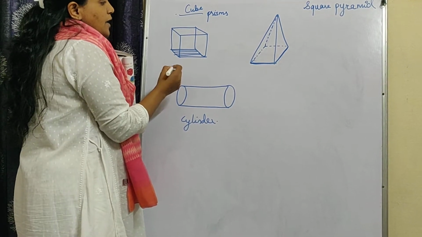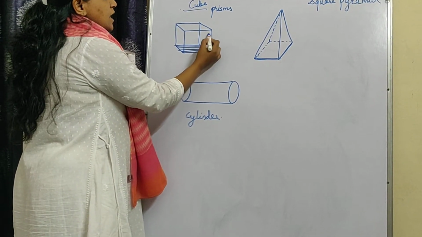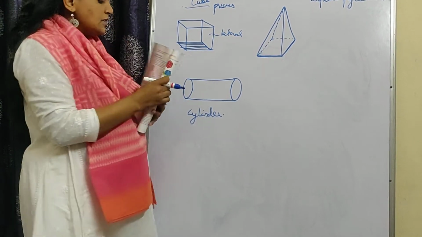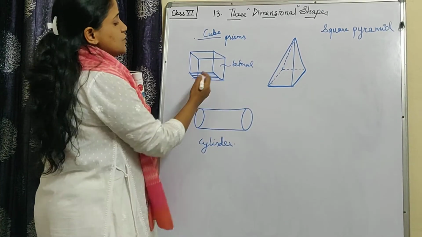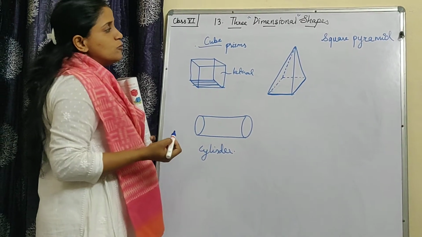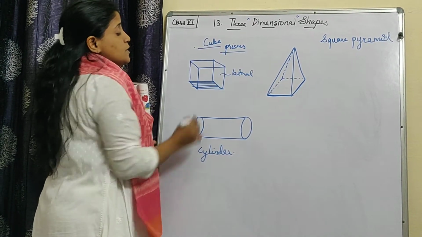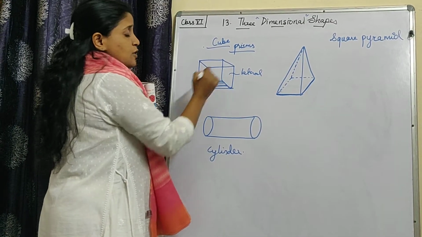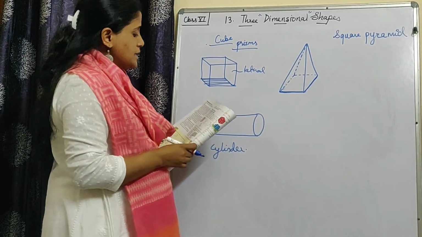The other sides are called lateral surfaces. These lateral surfaces in case of a prism will generally be rectangles.